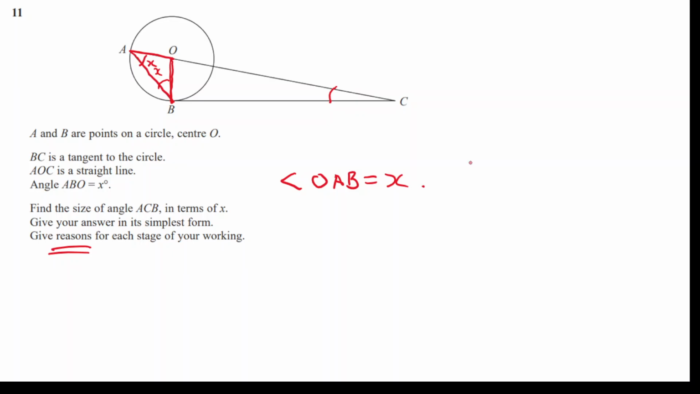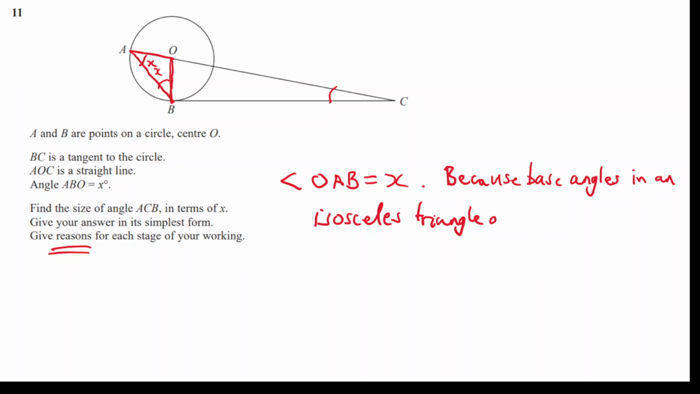because base angles in an isosceles triangle are equal. Okay, keywords: base angles, isosceles, equal.